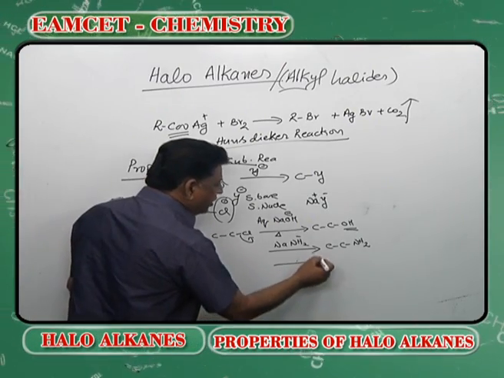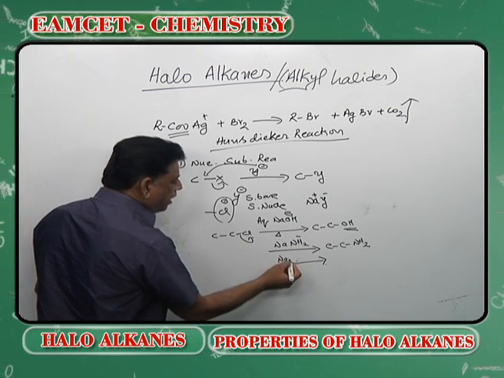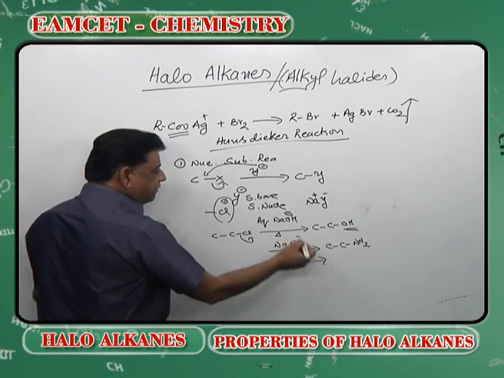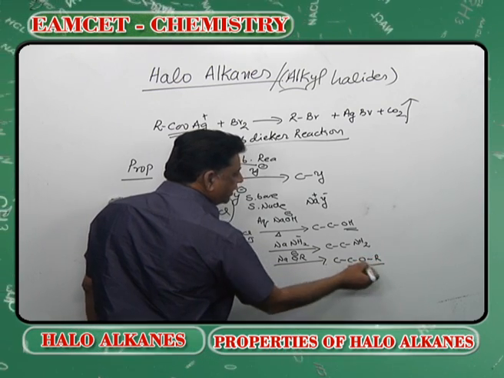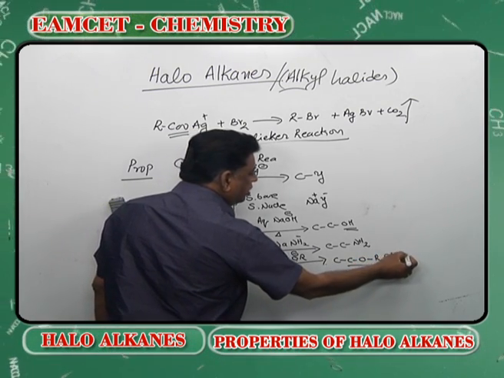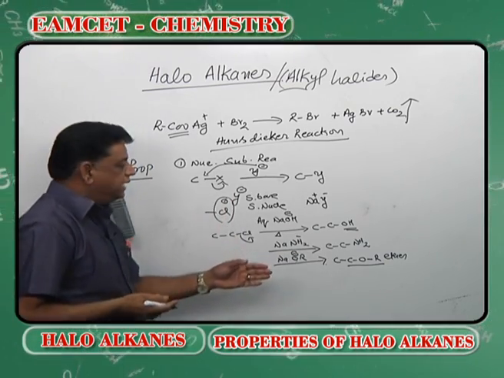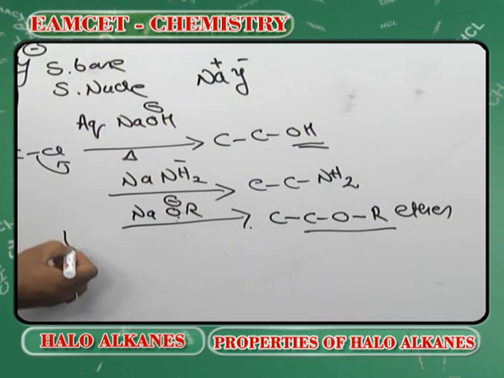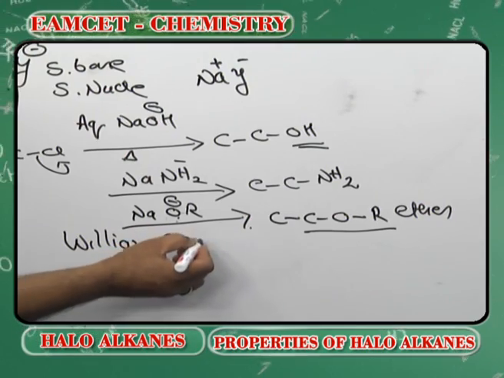Similarly, if you take a sodium salt of an alcohol, OR minus, this OR minus will replace and you will get a C-O-C bond. This is an ether type of compound, which is a name reaction. Alkoxides replacing the Cl, getting ROR type ethers, the reaction is known as Williamson synthesis.